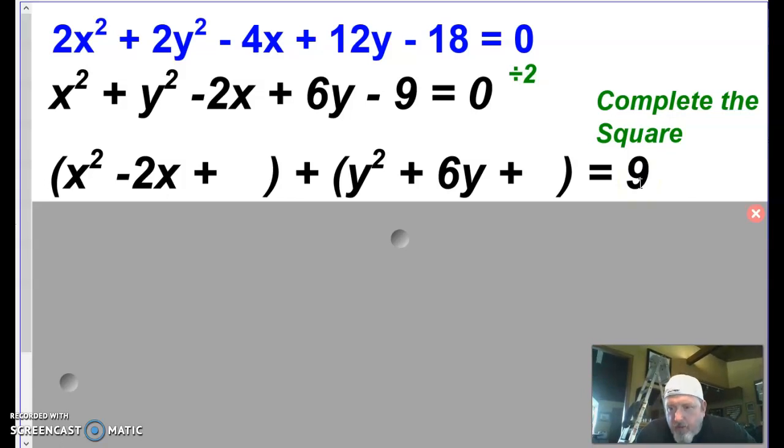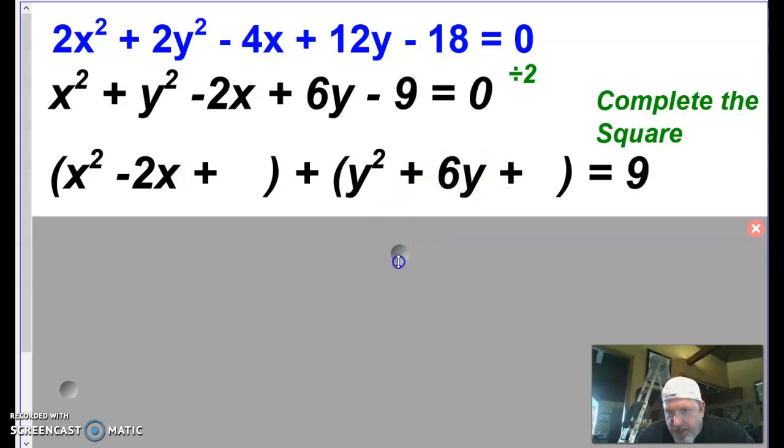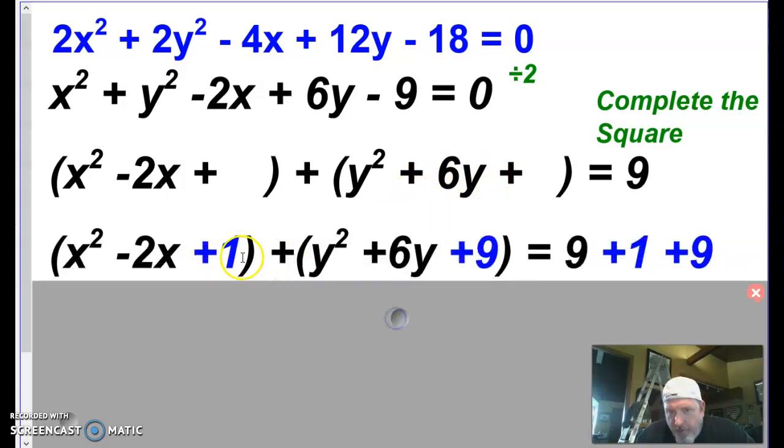All right, to complete the square, you may or may not remember this. It's been a while, so we'll talk through it. You take half of the middle coefficient and square it. So half of negative 2 is negative 1. If you square that, you get plus 1. Half of 6 is 3. 3 squared is 9. So I add 1 here, add 9 here. If I add a number or numbers to the left side, I've got to do the same thing to the right side. And so you can see I added 1 and 9 to both the left and right side.